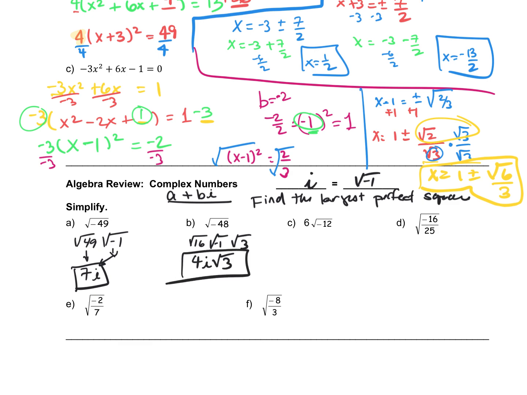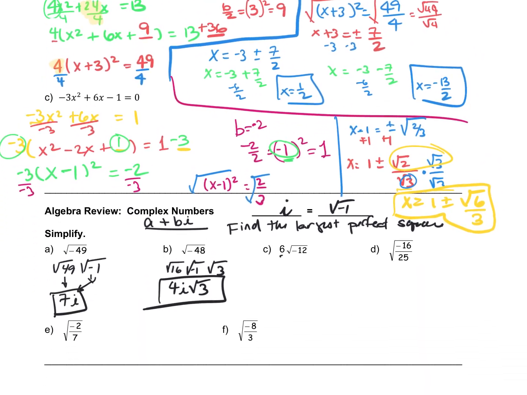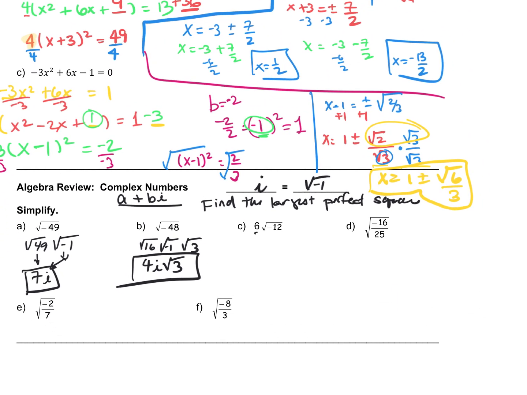Okay. Next one's slightly different because we have a 6 in the front, but this is multiplication. All right, we found the square root of 12 before. If you look above, we found the square root of 12 to be 2 times the square root of 3, okay? So when we do this, I'm going to show you the steps. I'm going to do 4, I'm going to do i, negative 1 for i, and then I'm going to do square root of 3. Because I know those I can take out.